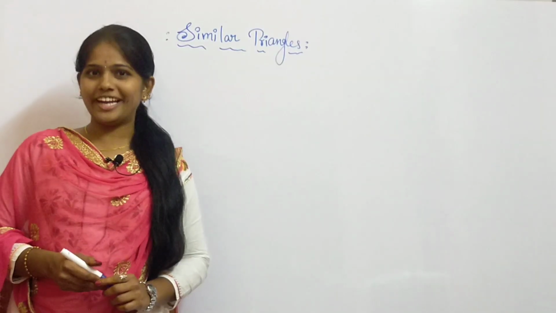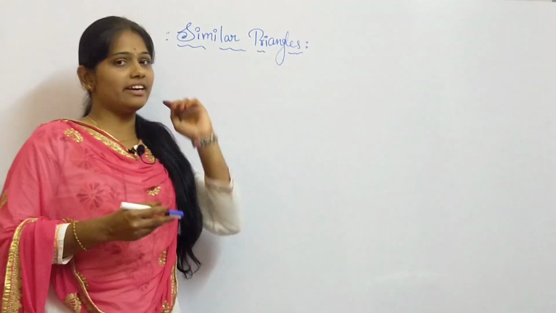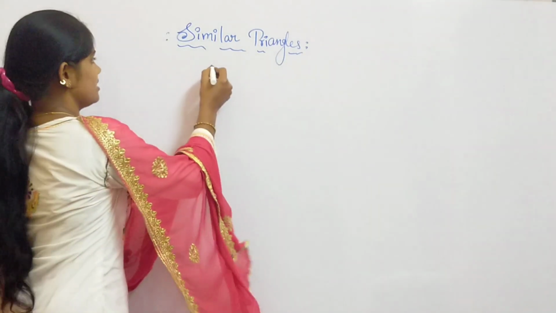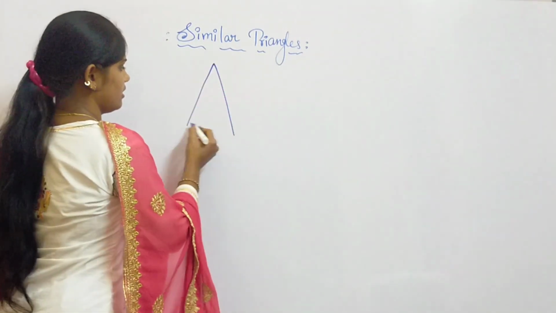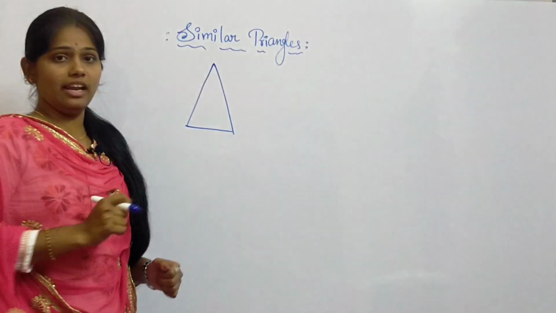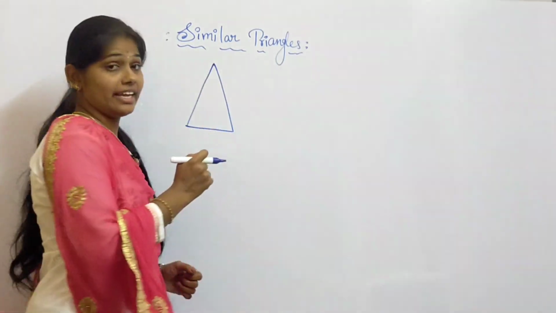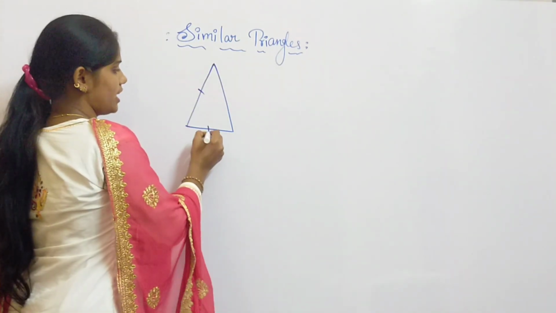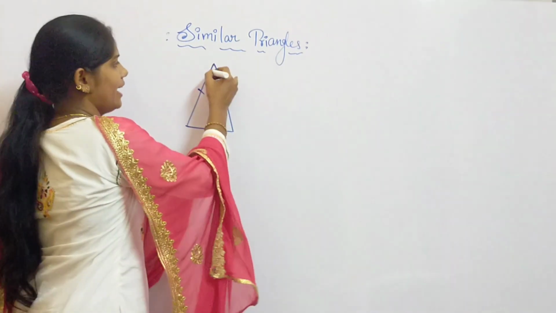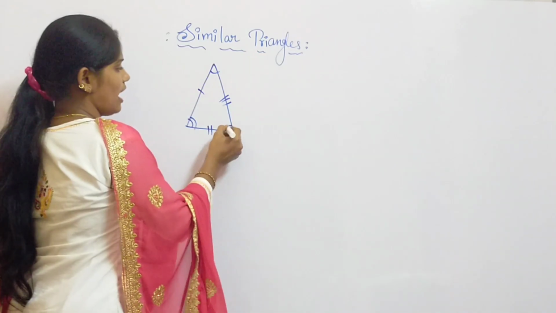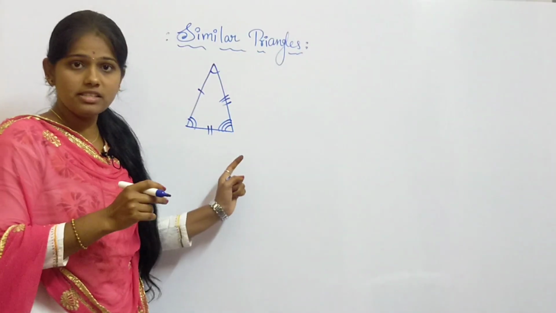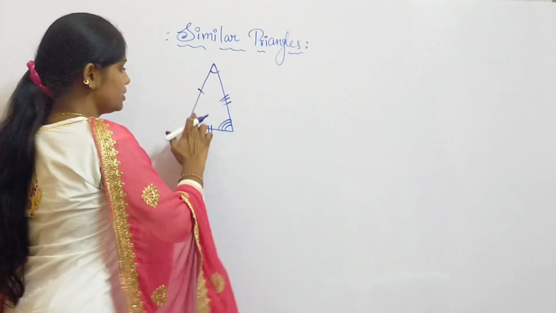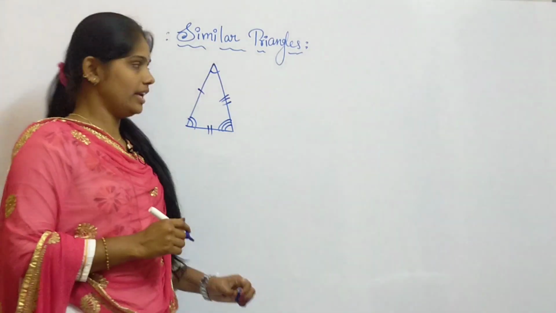So now let's enter into our title, similar triangles. Guys, we all know what a triangle is, right? A triangle is a closed polygon which has three sides and three angles. A triangle is a closed polygon which has 1, 2, 3 sides and 1, 2, 3 angles. Okay.